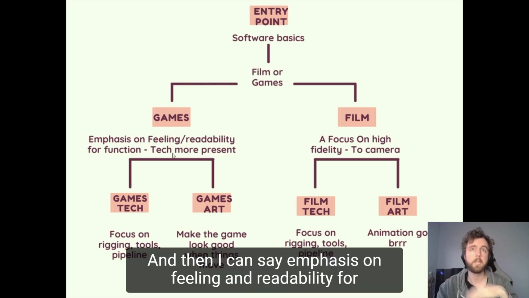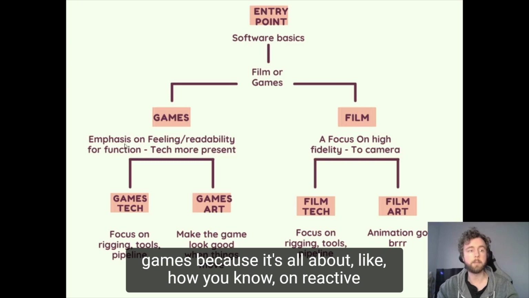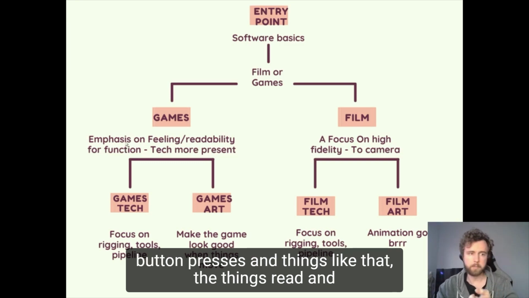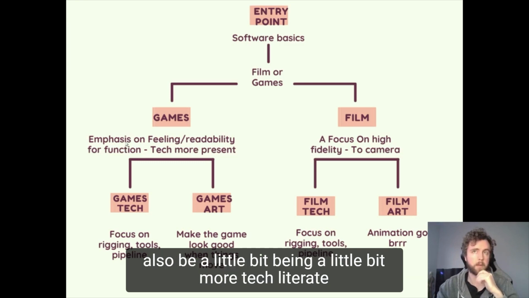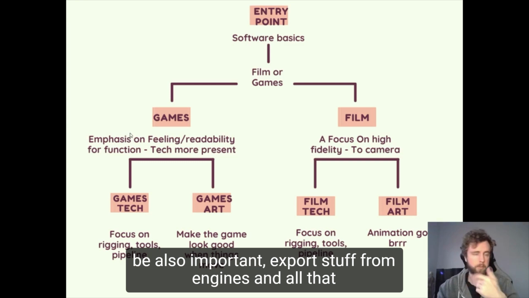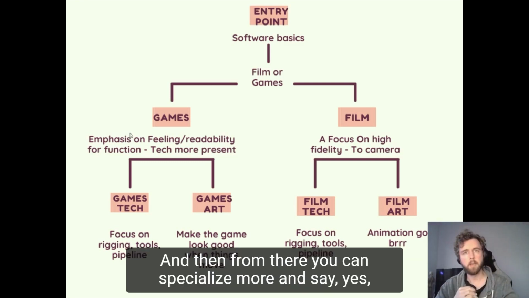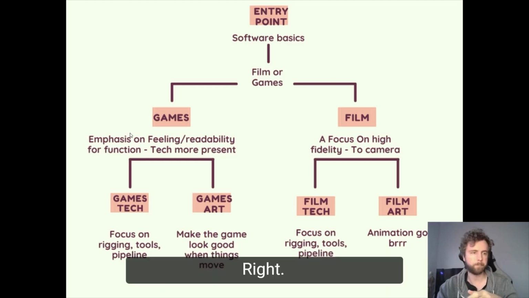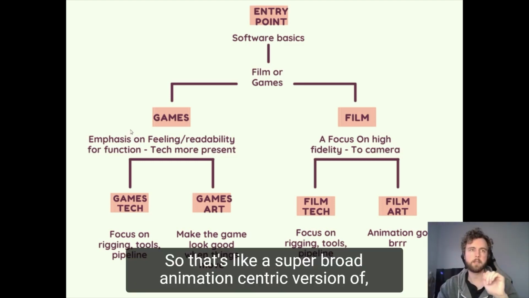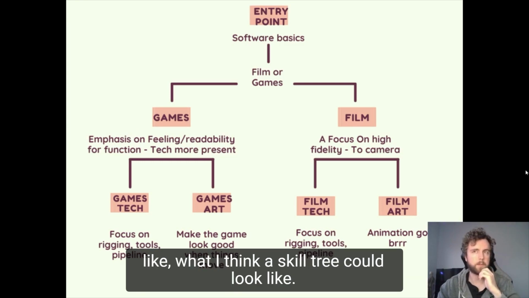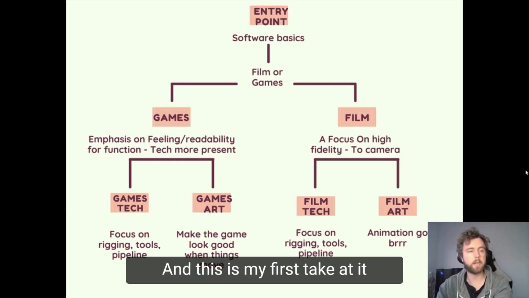And then I can say emphasis on feeling and readability for games, because it's all about how, on reactive button presses and things like that, the things read, and also being a little bit more tech literate to be able to import and export stuff from engines and all that kind of thing. And then from there, you can specialize more and say, yes, we want to do tech, or we want to do art, right? So that's a super broad animation-centric version of what I think a skill tree could look like. And this is my first take at it, right?